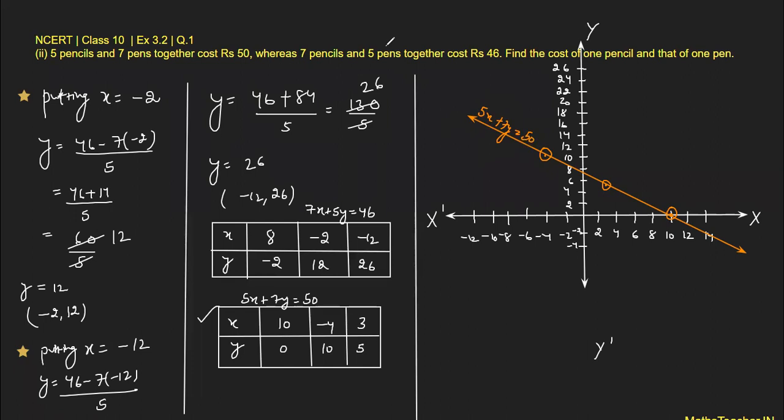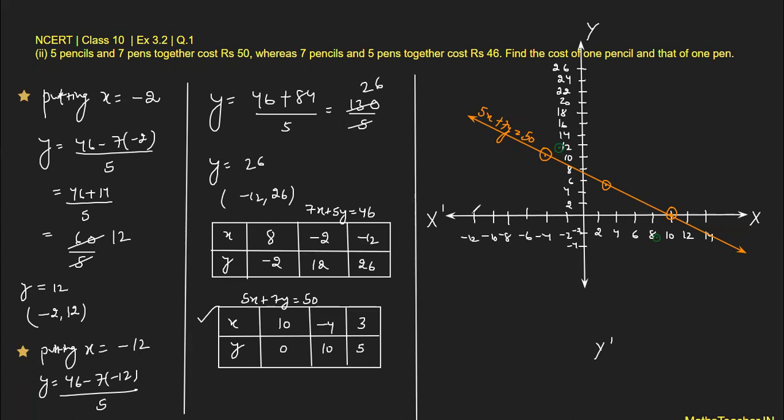I have to change the color, so I am going to change it. Okay, let's move on. So the next coordinate is 8 comma minus 2. On the x-axis it is 8 and minus 2 on the y-axis. So this point will come somewhere here. 8 comma minus 2. Next is minus 2 comma 12, somewhere here. Minus 2 comma 12.